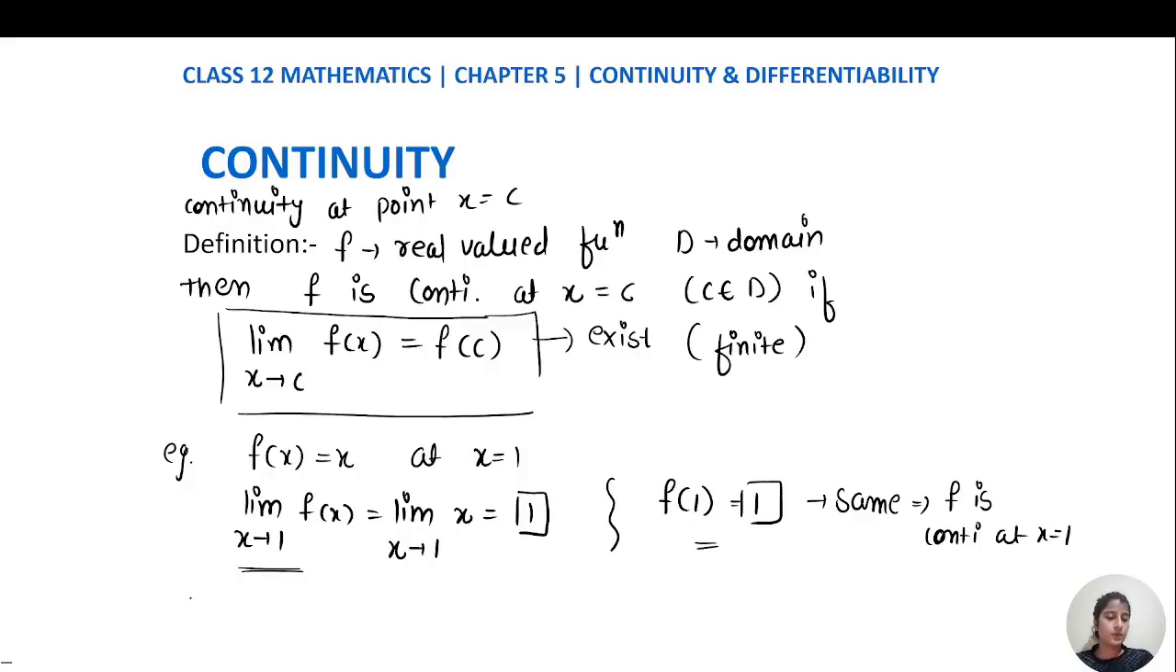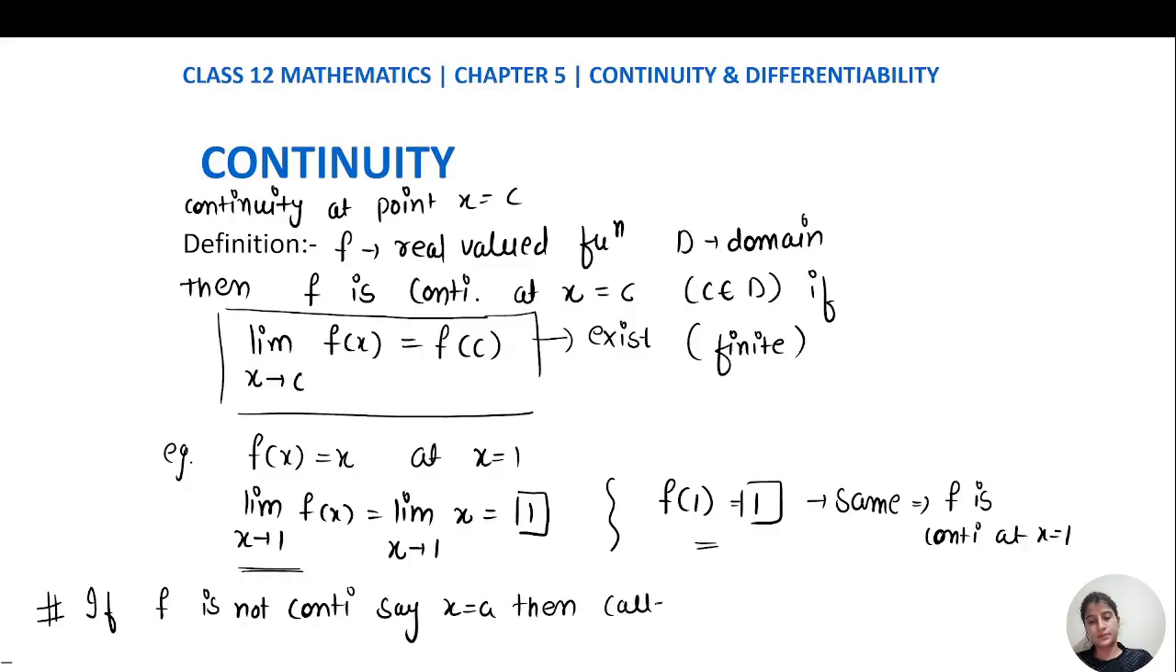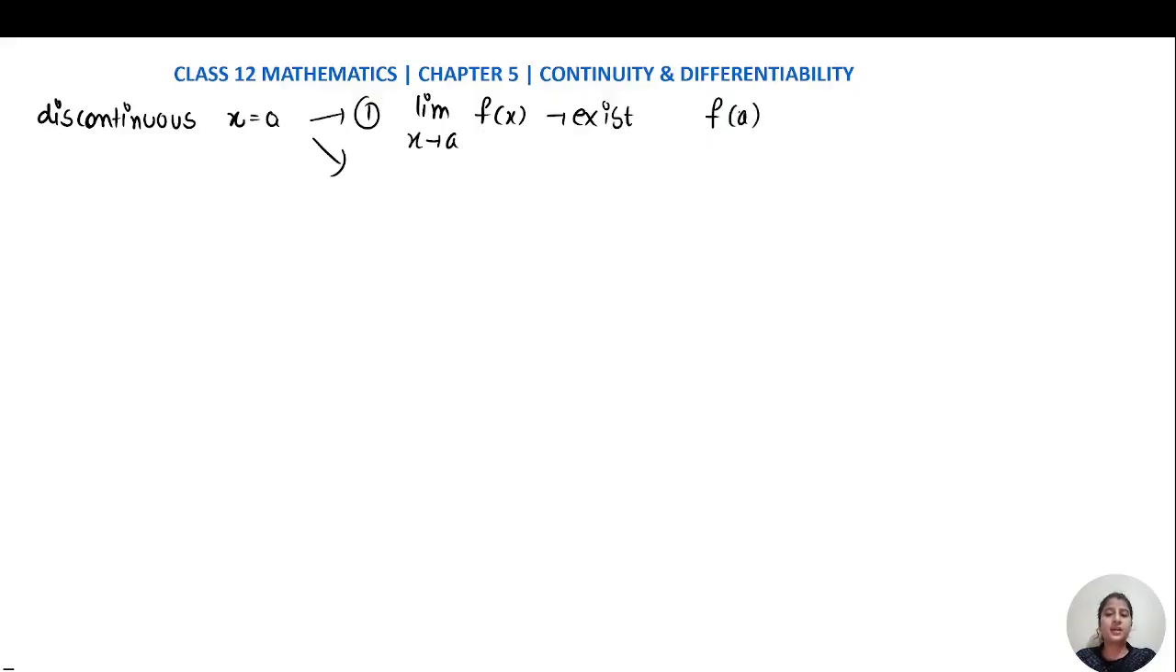Now another definition: if our function f is not continuous at x equals a, then we call it discontinuous at x equals a. So there are two possibilities. When will our function be discontinuous at x equals a? Case 1: the limit as x tends to a of f(x) exists, and the function value also exists, that means the function is defined at a. Already we are taking our a from the domain, so it will always exist.